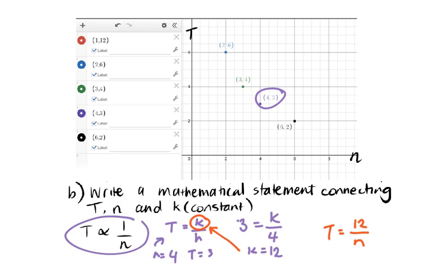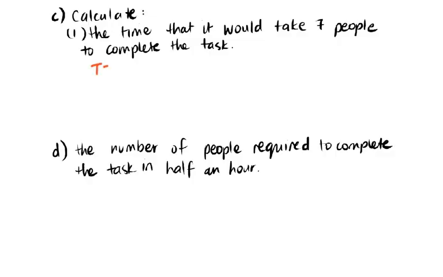This will allow us to answer the rest of our questions. So I'm going to rewrite it for our next question: t equals 12 over n, just in case we need to use it. Now it says to calculate the time that it would take 7 people to complete the task. We know that t equals time and n is the number of people. So we're going to substitute n equals 7 into our formula. So t equals 12 over 7, and if I put that in my calculator, I should get 1.7. The units for t was hours, so it would take 1.7 hours for 7 people to complete the task.